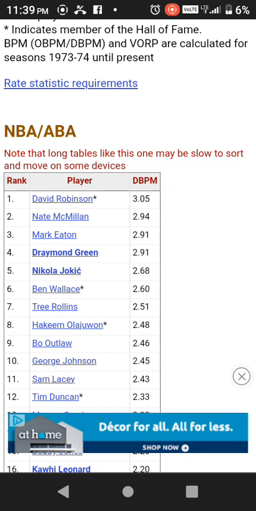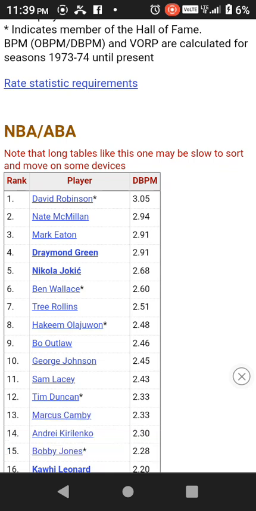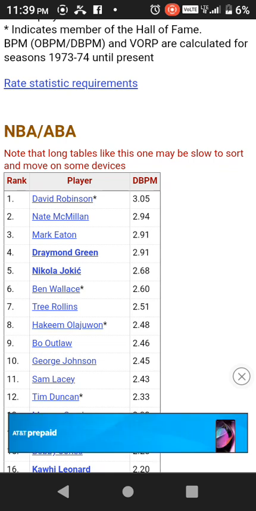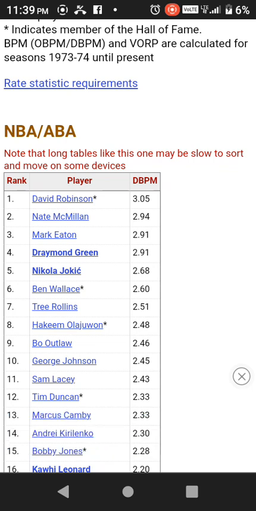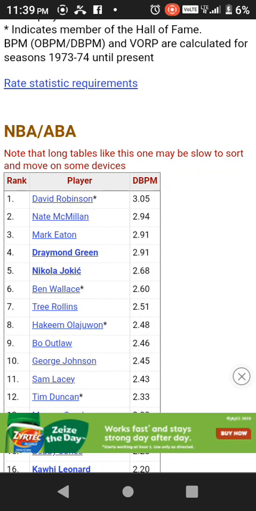So you're telling me he contributed to less points being scored on them when he was on the court than when he was off the court, more than Ben Wallace, right? So he was more impactful on the defensive end than Ben Wallace, according to the defensive box plus minus. They scored less points when Nikola Jokic was on the floor than when Ben Wallace was on the floor for his team.